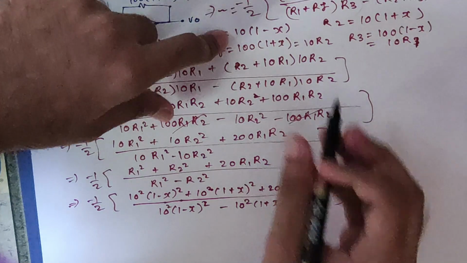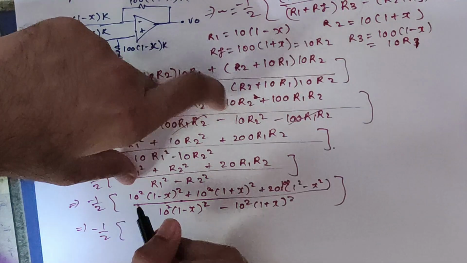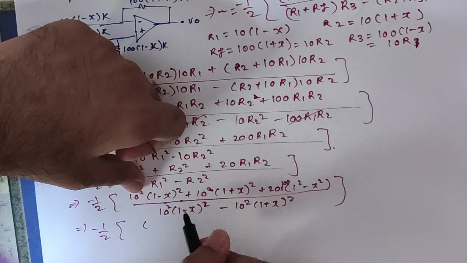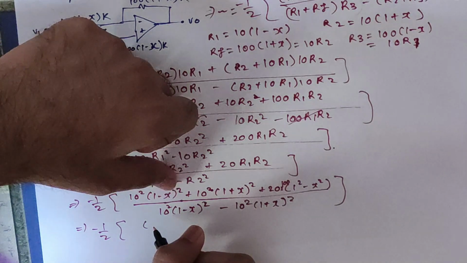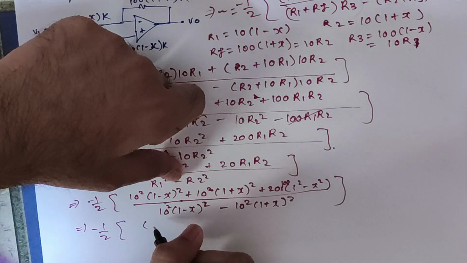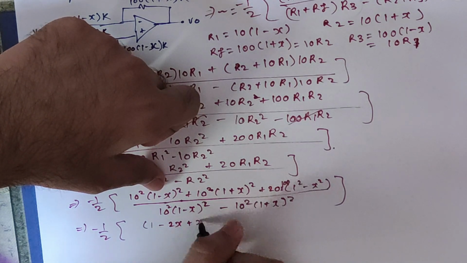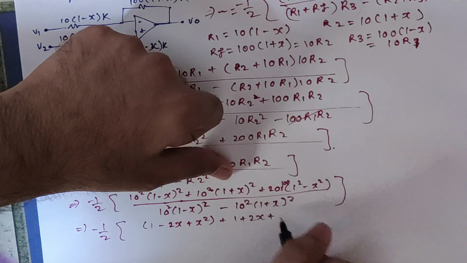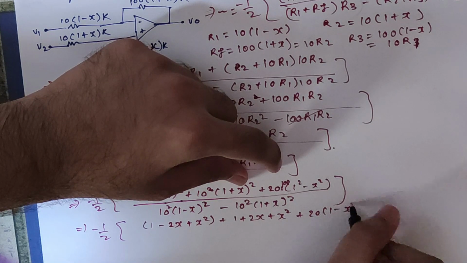Okay, here we will have 10 into 10 also, so basically here we will have 100 more. So now if I take 10 square common, you can see this 10 square will come common and it will cancel by the denominator. So here I can write (1 minus x) square will be a square minus 2ab plus b square, so 1 minus 2x plus x square, plus 1 plus 2x plus x square. Here I will get 20 (1 minus x square).